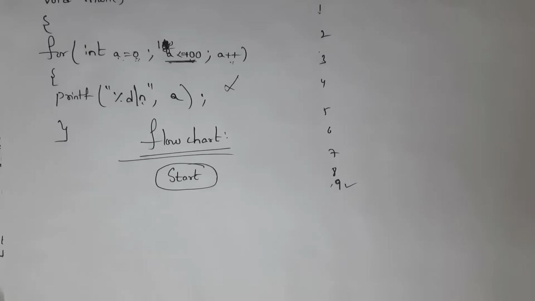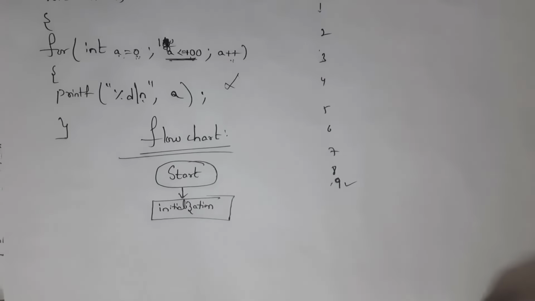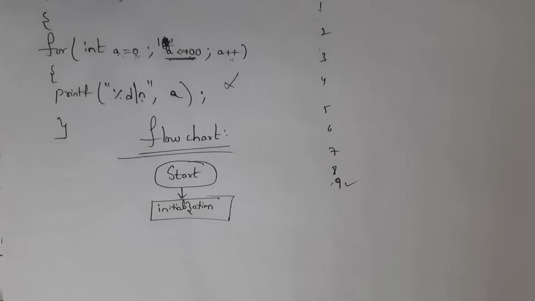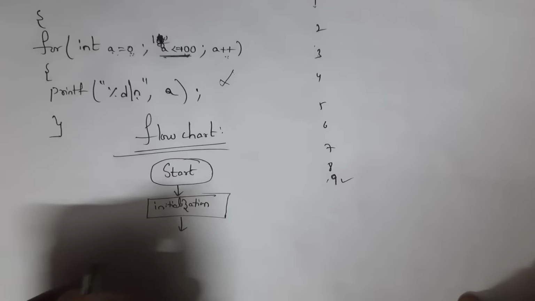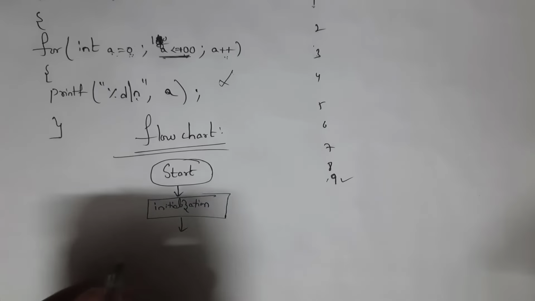At first you need to write start. After that you need to initialize a value to a variable. So you need to write initialization in a rectangle. After that you need to give the condition. I already said before, you need to give the condition in a rhombus.